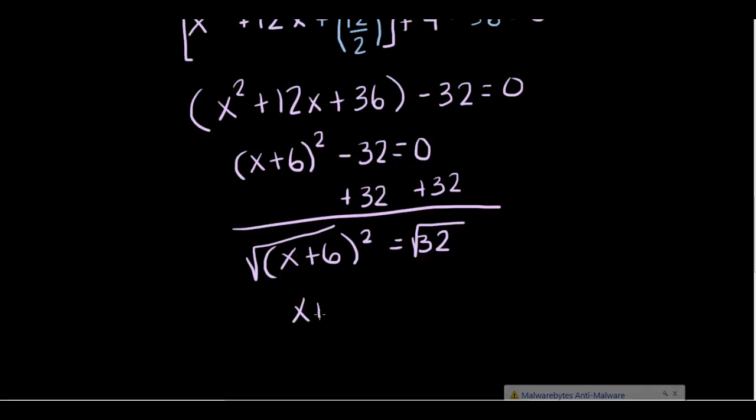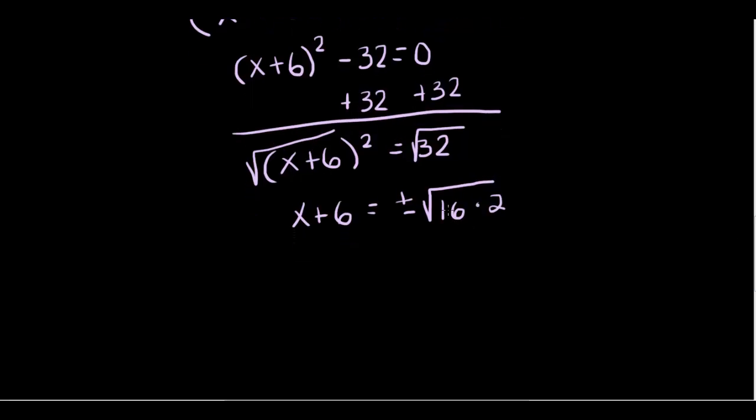So it is going to be x plus 6 equals positive, negative, the square root of 16 times 2. I hope that you remember how to simplify radicals. 16 times 2 is 32. 16 is a perfect square. That is the reason I'm multiplying it like this. So then that's going to give me x plus 6 equals plus minus the square root of 16 is 4, square root of 2.